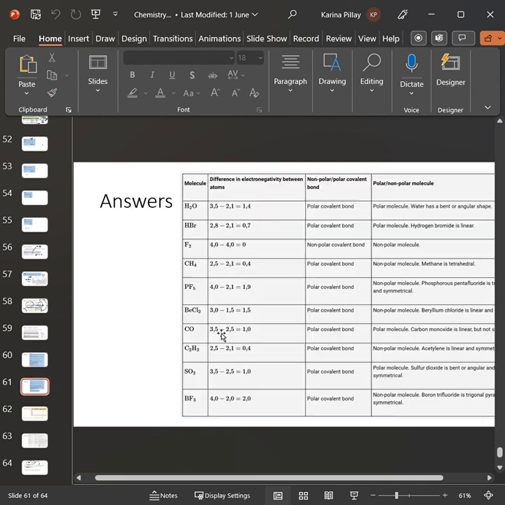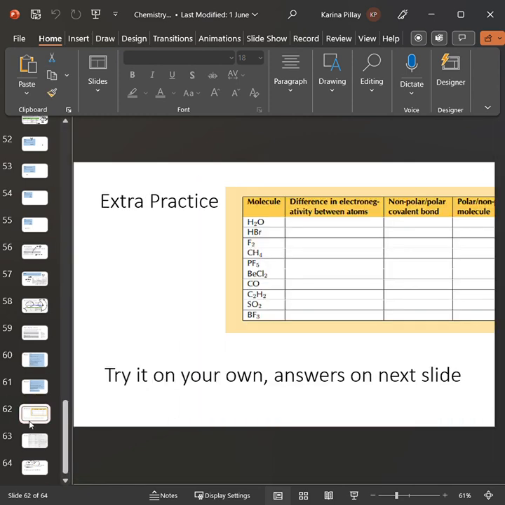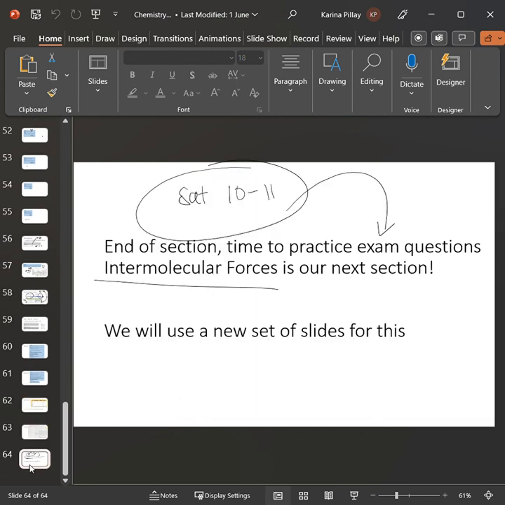So here we did a few examples as well, figuring out our different shapes and whether the molecule is polar or nonpolar. We've got a few examples here that you can work through. And now we're ready to move over to our next section, which is talking about intermolecular forces.